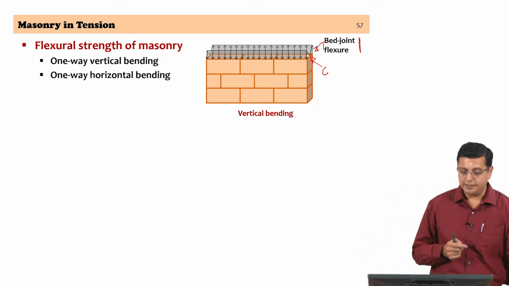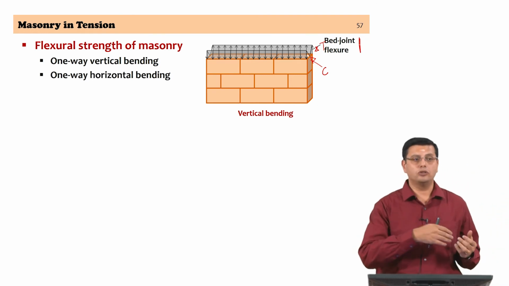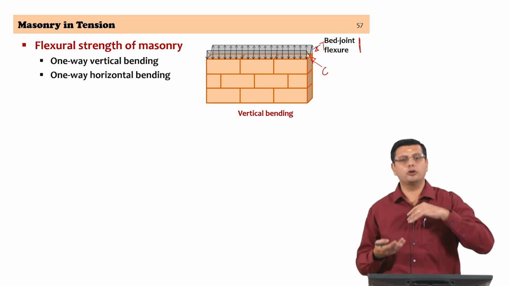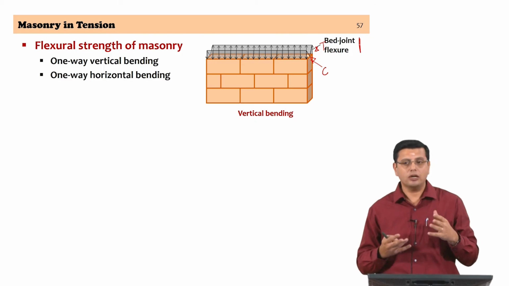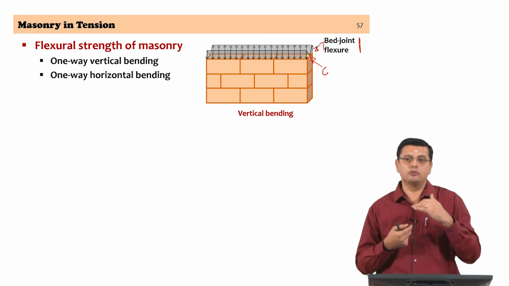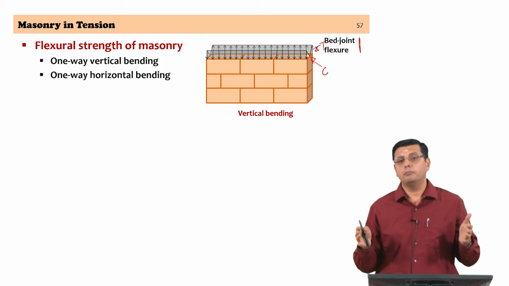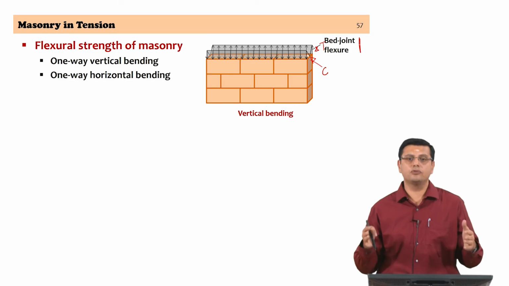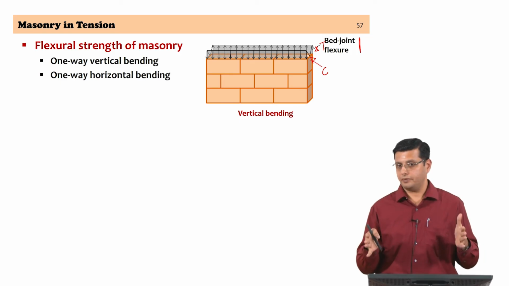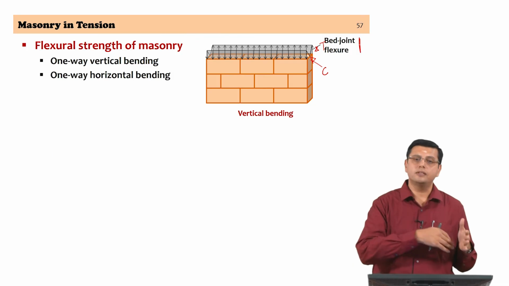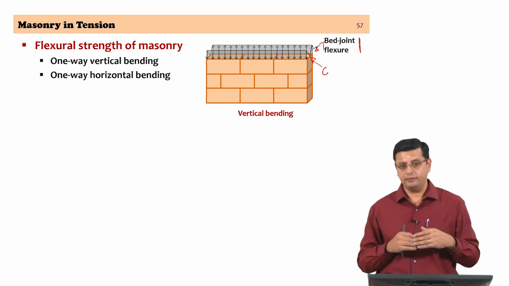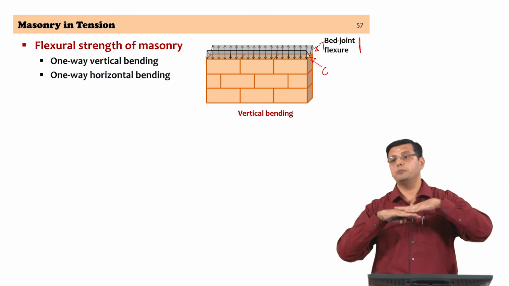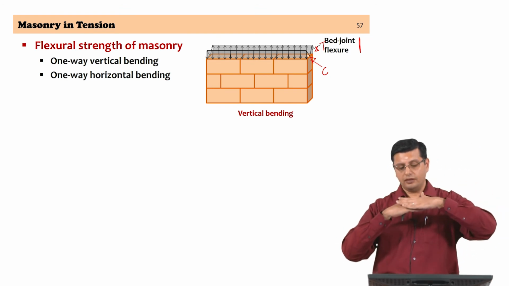If now you were to examine one-way horizontal bending, the wall has very little restraint at the top and the bottom. The top support and the bottom support are almost not effective to restrain the wall, but the lateral supports, the vertical edges of the wall, are restrained. In such a situation, the wall is expected to go into horizontal bending, and when you have horizontal bending, the bed joint is expected to be in a state of torsion.